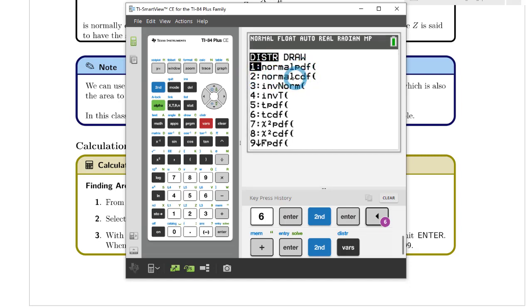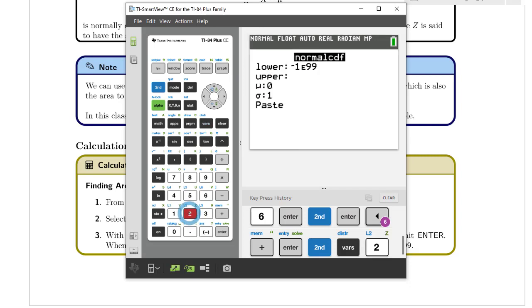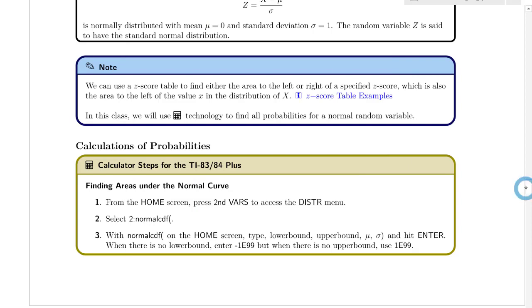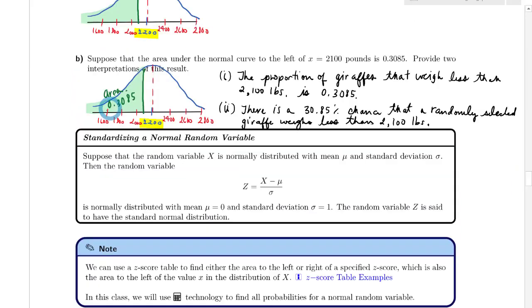And if I wanted to do the left side of the giraffe problem, my lower will be, well, the area, remember, it tails off, it goes on forever. So we use -1 E99, just something that displays like out to negative infinity. The smallest number that your calculator can do is -1 E99. And then we stop it right here at 2100.